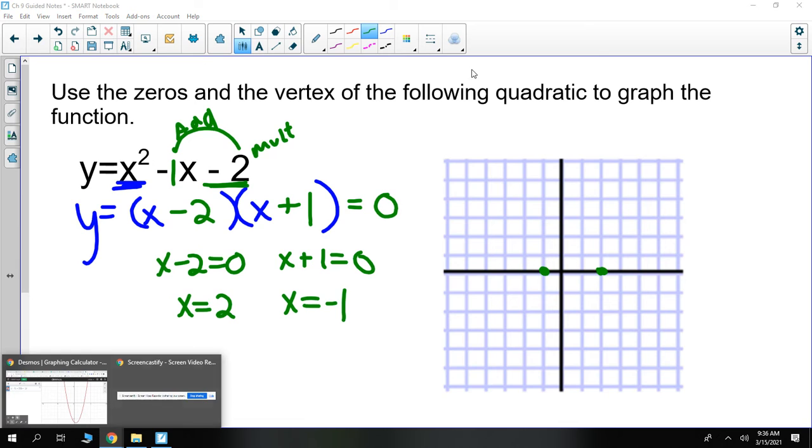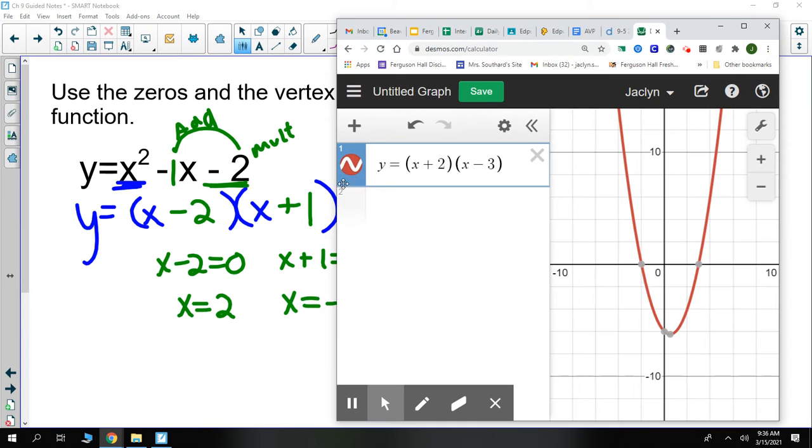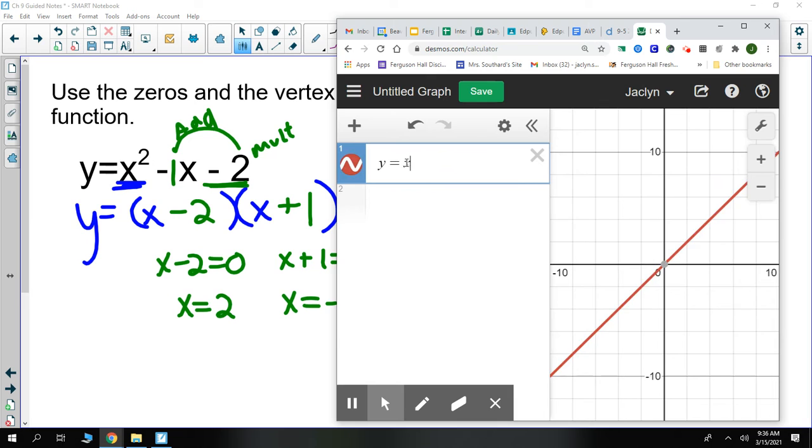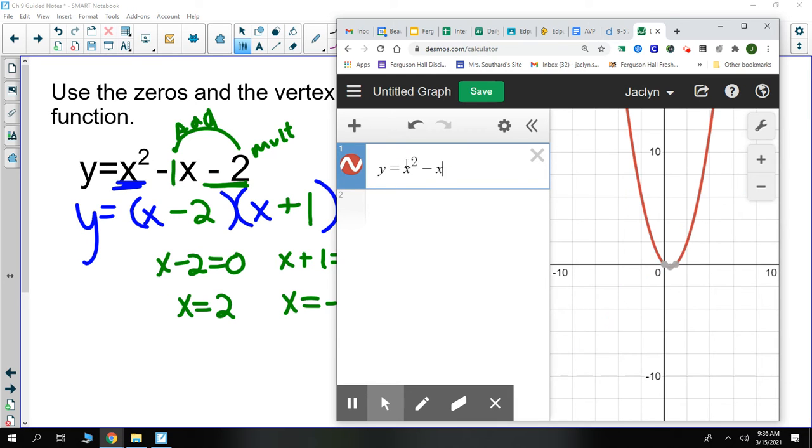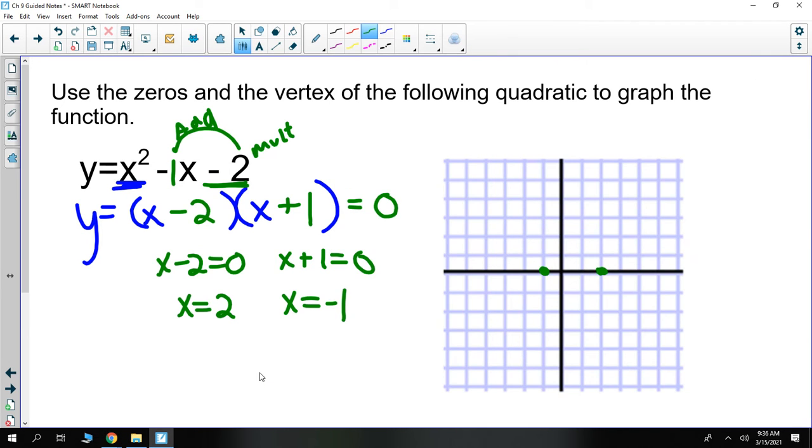So I'm going to type the original function into Desmos to see how I did. I'm going to type in y equals x squared minus x minus 2. Are the zeros 2 and negative 1? Yes, they are. Where's the vertex? (0.5, -2.25). So I'm going to put a half, negative 2.25. A half, negative 1, 2, 2.25 would be about right there. So that's the line going down the middle. So when I draw my U, it's going to go through those zeros, through the vertex, and back up. So use the zeros and the vertex to graph it, and I have done that. I've used the zeros and the vertex to make a graph.